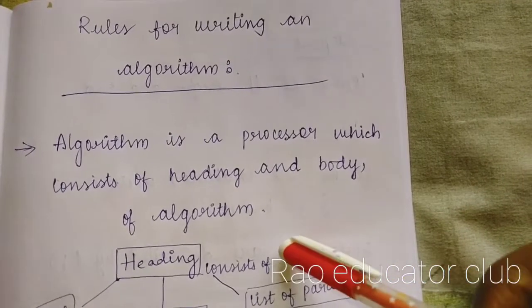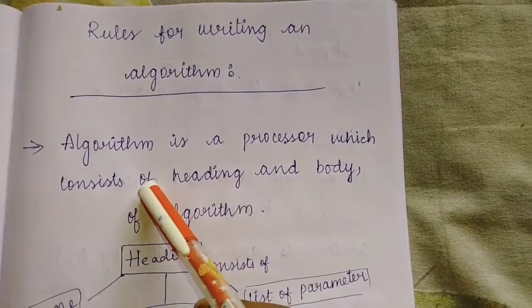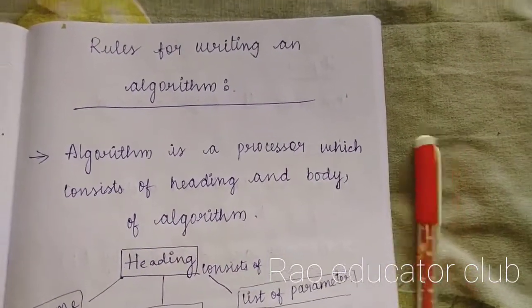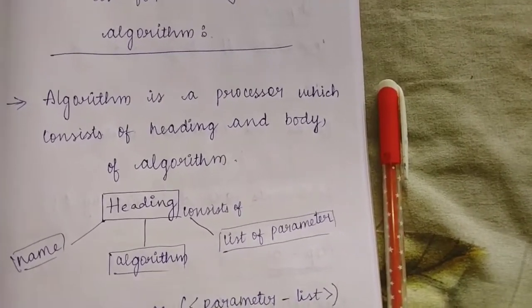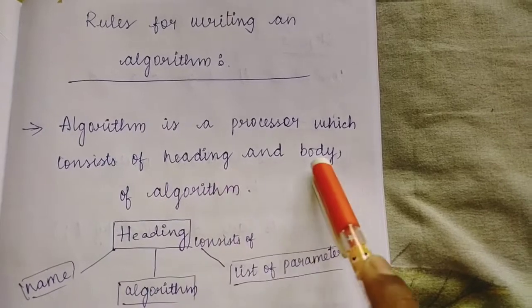Everyone, so today we'll see rules for writing an algorithm. So let's see what an algorithm is first. An algorithm is a procedure which consists of a heading and a body. So to write an algorithm, what does it consist of? It consists of a heading and a body.